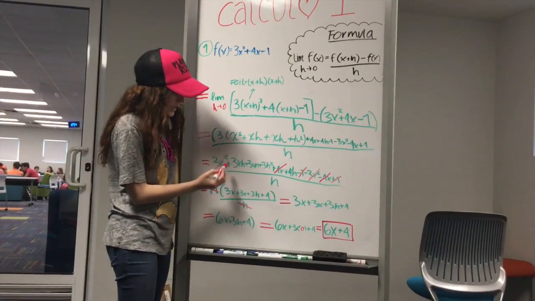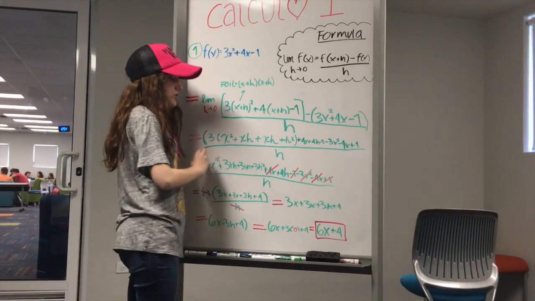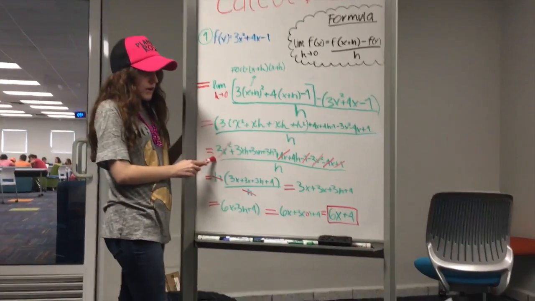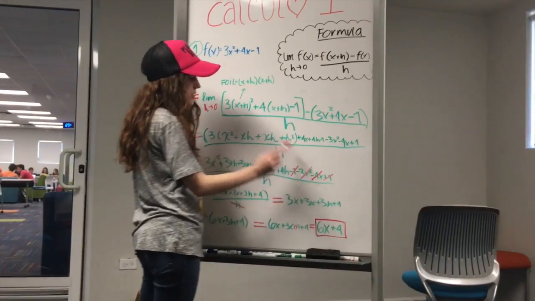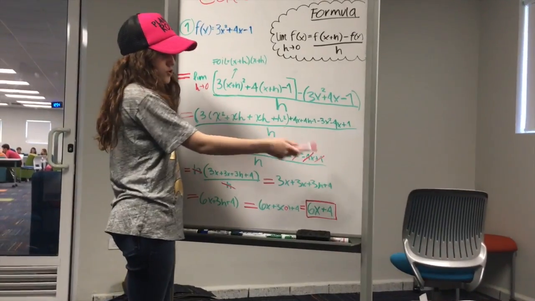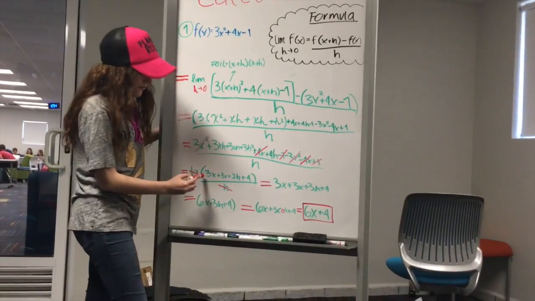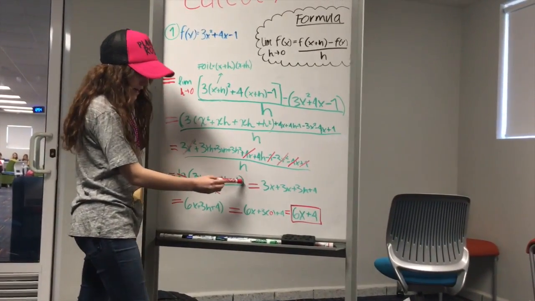Then you will try to cancel whichever numbers that you can cancel. For example, 3x to the second power minus 3x to the second power is cancelled. And it goes on with all these numbers that we have in red. This is the final parenthesis that you will have.